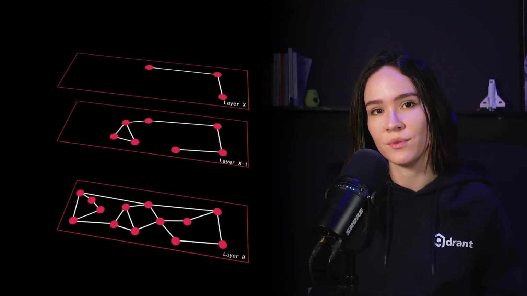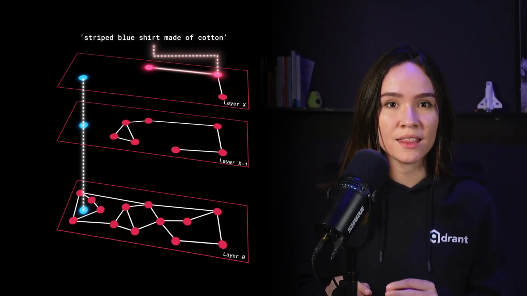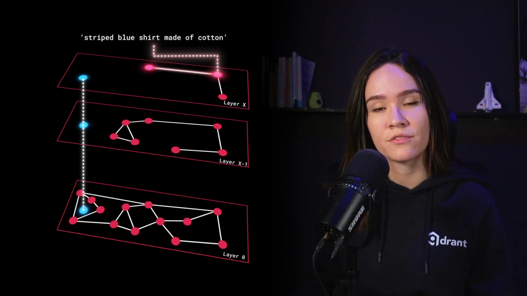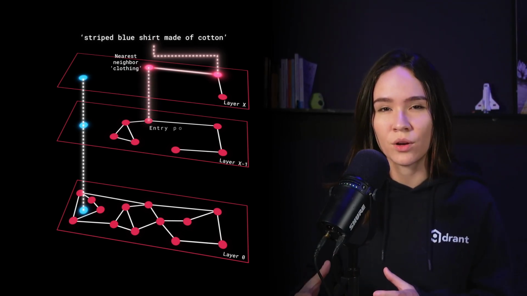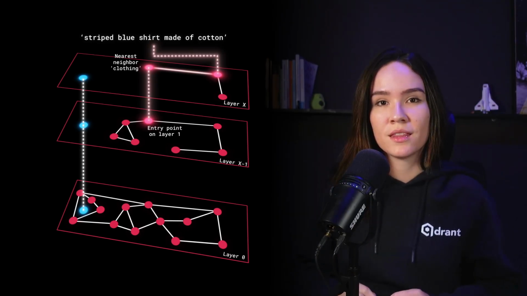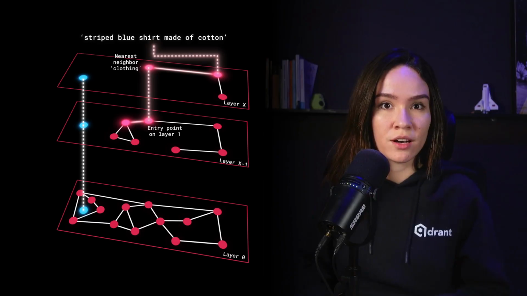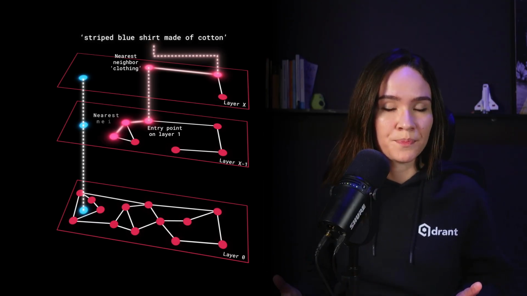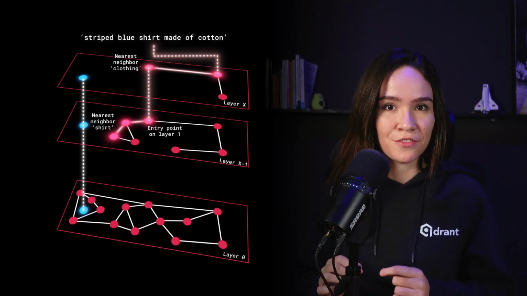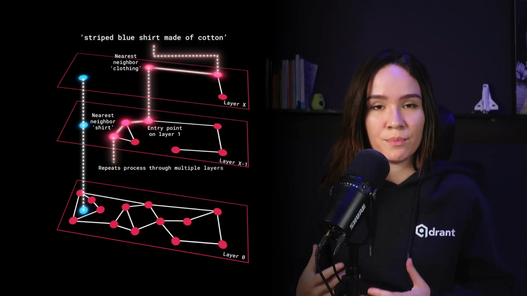Now, imagine your query vector is the embedding of the sentence that we saw before, striped blue shirt made of cotton. The search begins at the entry point in the top layer of the graph, where the nodes are more loosely grouped by broad categories like clothing or accessory items. The algorithm will search for a neighbor that's closer to our query vector than our current node. If it finds one, it repeats the process. If that's the best node that it could find in that layer, it descends to the next layer and repeats the process.